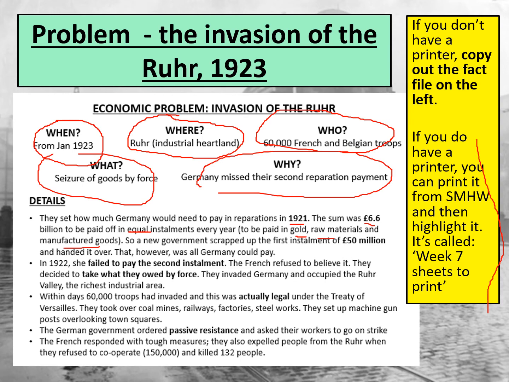Now the German government managed to scrape together that first year's payment in 1921, and it was the equivalent of about £50 million. That was really difficult for them to pay, but they managed to get it together and they handed it over to the French and the Belgians. However, this is all Germany said that they could pay. So in 1922, when it came to them paying their second instalment, they couldn't pay it.